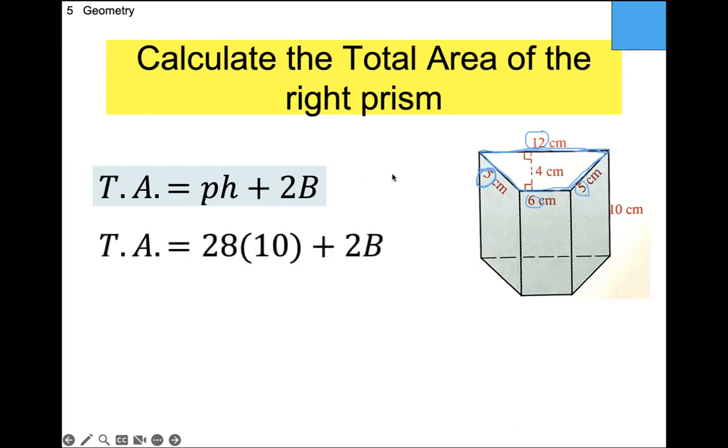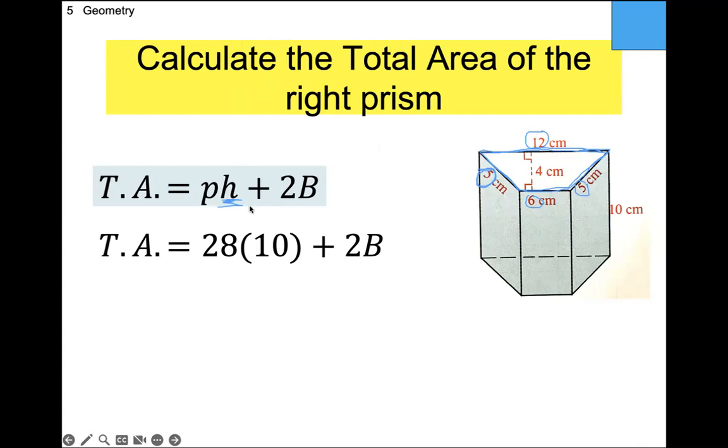So I'm getting the perimeter is 28. I need the height of the prism. This is where you're going to have a problem. So remember that first H right there, this H that's right here is not the height of the trapezoid.